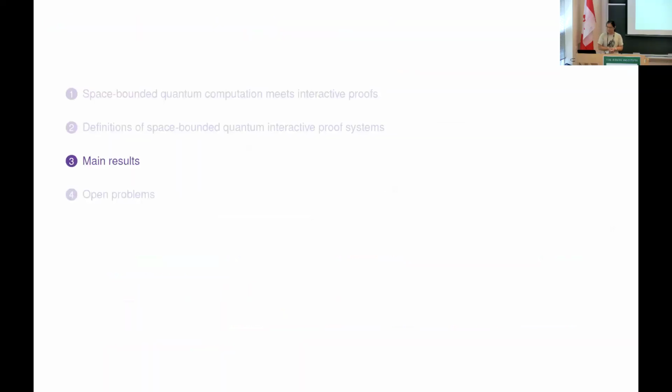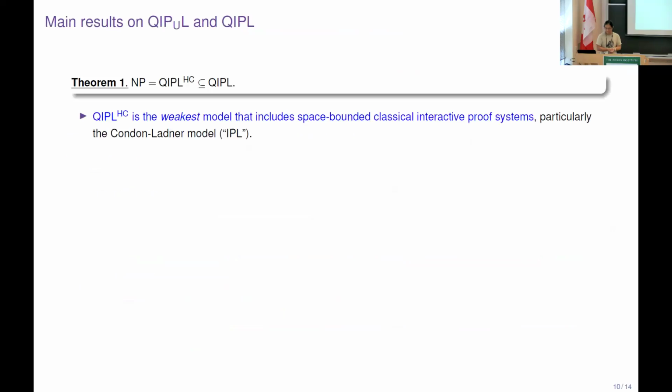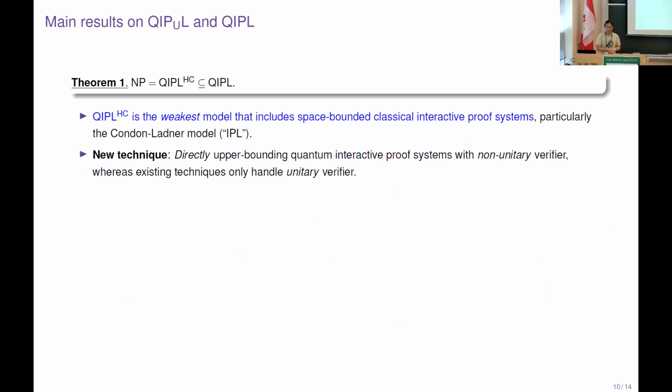Now I'm going to state the main results of this work. The first result is a characterization of QIPL. In particular, we show an equivalence between NP and QIPL-HC. QIPL-HC is basically the weakest model that includes the space-bounded classical proof system introduced by Condon and Ladner. The technical challenge here is that in the time-bounded setting, we only need to consider the case where the verifier uses unitary gates, but this is not true in the space-bounded case, which means we need some new technique to upper bound such proof systems directly.